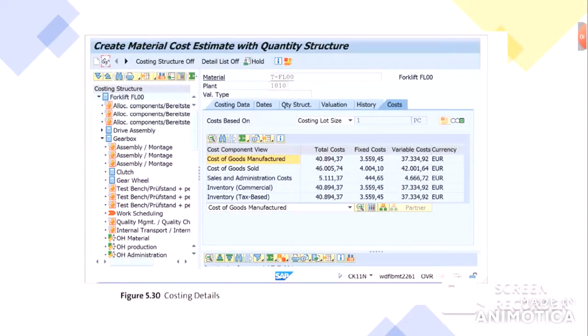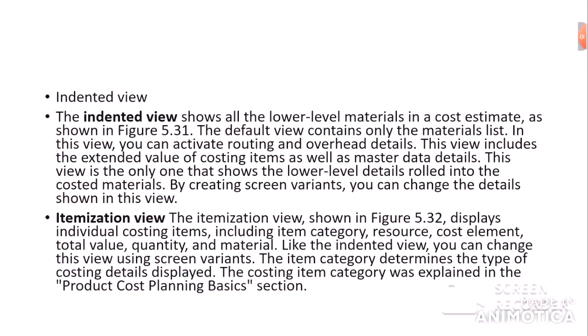So, create material cost estimate with quantity structure, costing details, indented view. The indented view shows all the lower level materials in a cost estimate as shown in the figure. The default view contains only the materials list. In this view, you can activate routing and overhead details. This view includes the extended value of costing items as well as master data details. This view is the only one that shows the lower level details rolled into the costed materials.